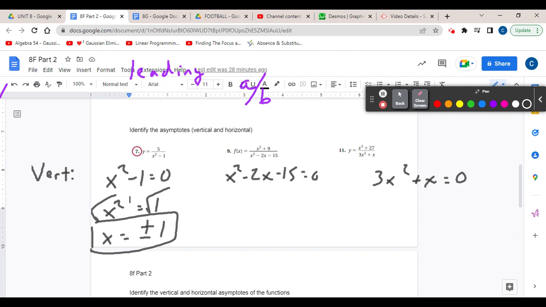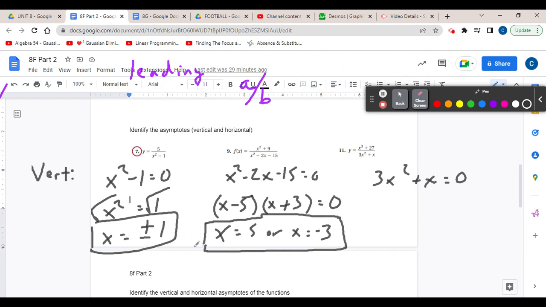Okay. Second one, we have x squared minus 2x minus 15 equals 0. Got to factor that out. We factor it by doing our regular trinomial factoring. So 2 numbers that multiply to negative 15 that add to negative 2, which should be negative 5 and 3. Negative 5 times 3 is negative 15. Negative 5 plus 3 is negative 2. And we set both of these equal to 0. So that would mean x equals 5 or x equals negative 3, because we set both those parentheses equal to 0. So these would be the vertical asymptotes of this graph.